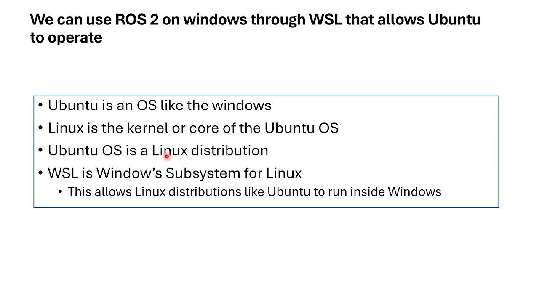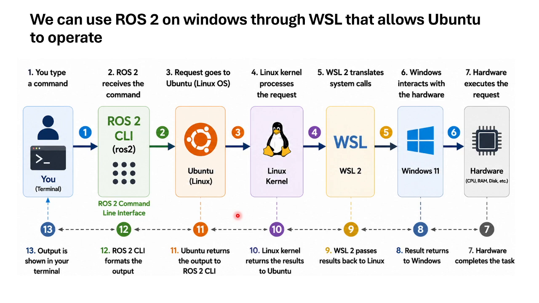So we want to utilize Ubuntu for operating ROS, and that can be done inside our Windows operating system as well. But for that, we would need something that is called WSL. WSL is short form for Windows Subsystem for Linux. So this allows a Linux distribution like Ubuntu to run inside Windows. So now let's jump into the execution process.